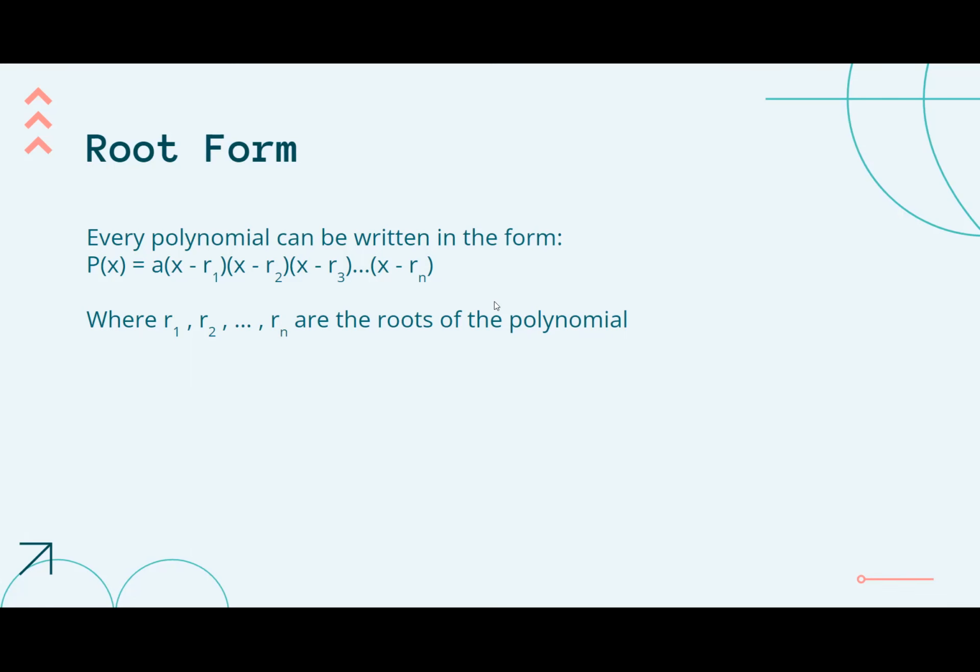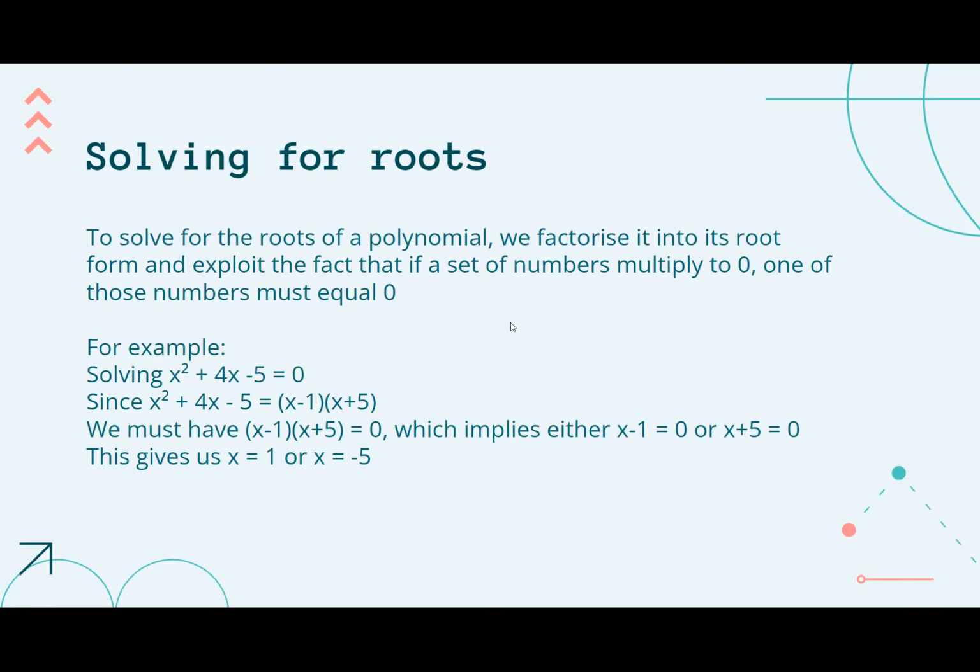We can use this to solve for the roots of the polynomial. We can take any polynomial and put it into the root form to find its roots. For example, x squared plus 4x minus 5 can be put into its root form, x minus 1 times x plus 5, which means either x equals 1 or x equals minus 5. It's some pretty basic content here.